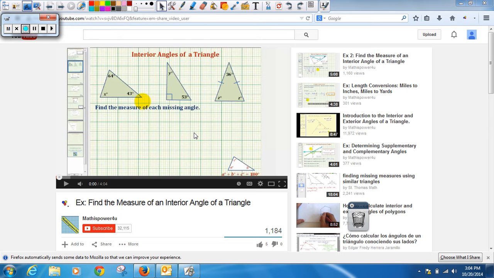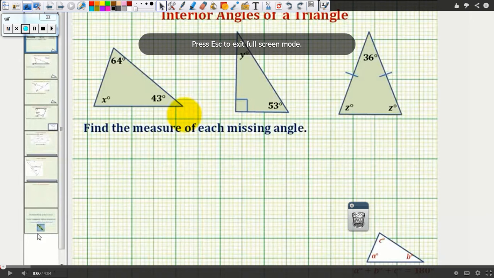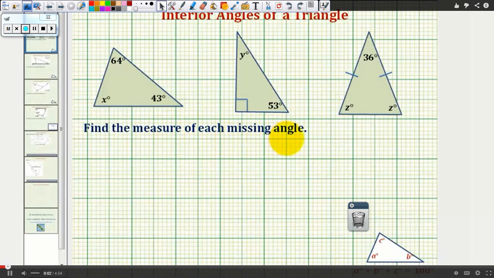These 3 videos will show you Skill 29, Skill 30, and Skill 31. We want to find the measure of each missing interior angle of the given triangles.